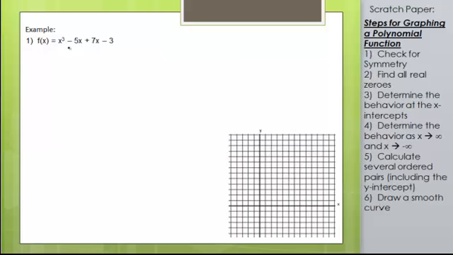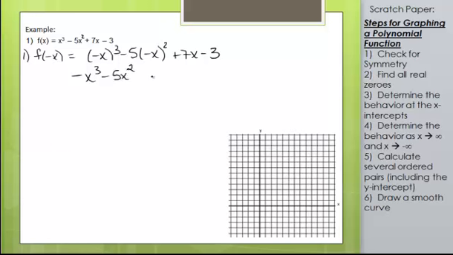So, first of all, we need to check for symmetry. Step number 1 means substitute in a negative x everywhere there's an x. There's supposed to be a little square right there. If you cube a negative, you get a negative. If you square a negative, you get a positive, and a positive times a negative is a negative. That's supposed to be times negative x. So negative x times positive 7 will be negative 7x.